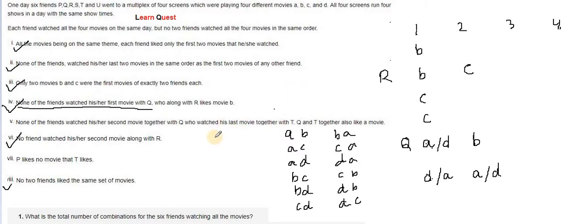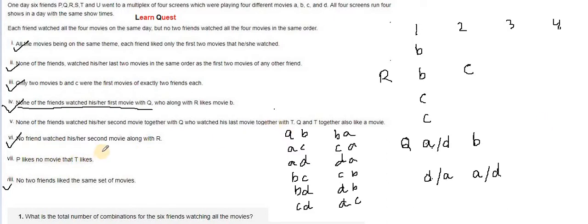Now, if we see, this one mainly focuses on the last person, like Q, who watched his last movie together with T, the last movie. Here also T and Q like the same movie. So we don't know who T is as of now, and about the last movie we can't comment, so it cannot be used as of now.